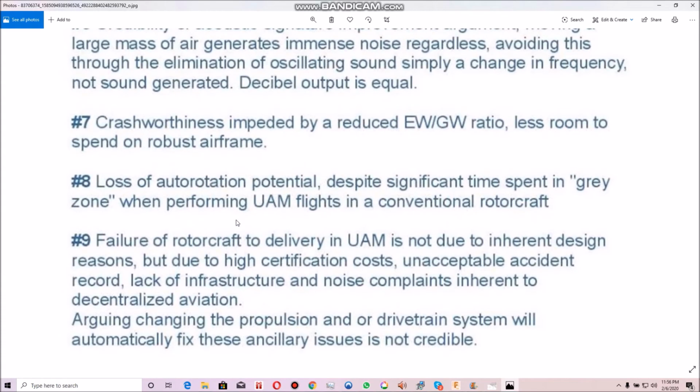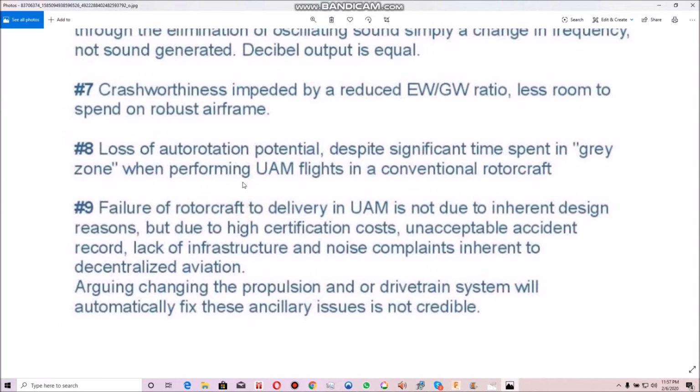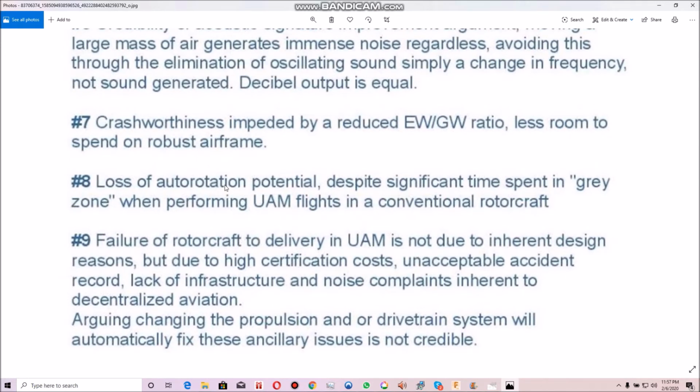Loss of auto rotation potential. I'm not big into auto rotation. I don't really believe it's very useful, because when you're doing your UAM type flights in a conventional aircraft flying in urban areas, you're not going to be able to take advantage of auto rotation because you're going to be in the gray zone. So failure of rotorcraft to deliver in UAM is not due to inherent design reasons. So you can argue, well, why don't we use helicopters for commuting right now? The answer is the costs and the lack of infrastructure, and you can add noise on top of that.